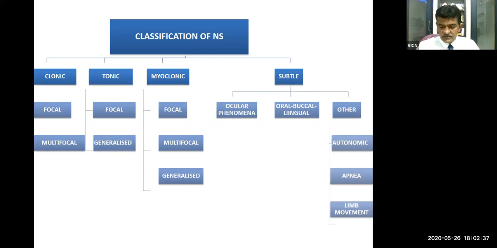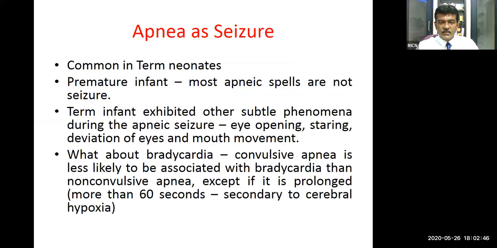This is very important. Sometimes this can help us in thinking about the etiology and prognosis about the future. So apnea is possible as a seizure in neonatal age group, and it is common in term neonates. Usually premature infants don't present with apnea spells as seizures. So whenever premature infants present, you think about apnea of prematurity or other reasons, but not seizures. So term infants exhibit other phenomena along with the apnea. So look for eye opening, staring, some movements of the eyelids, mouth movement, which can indicate this is more likely to be a seizure.